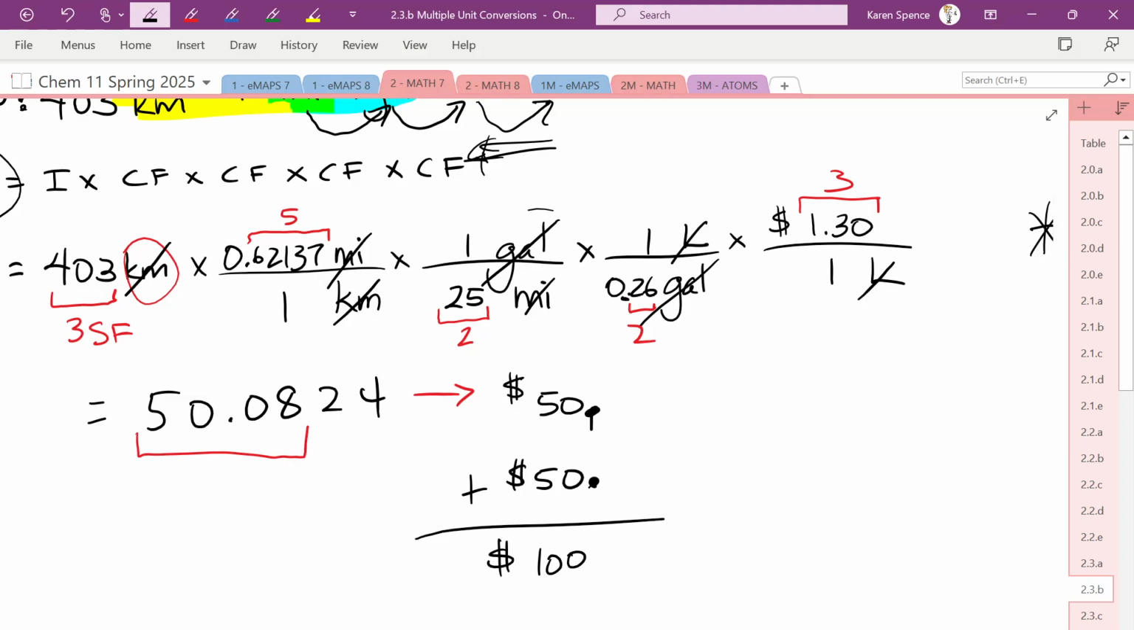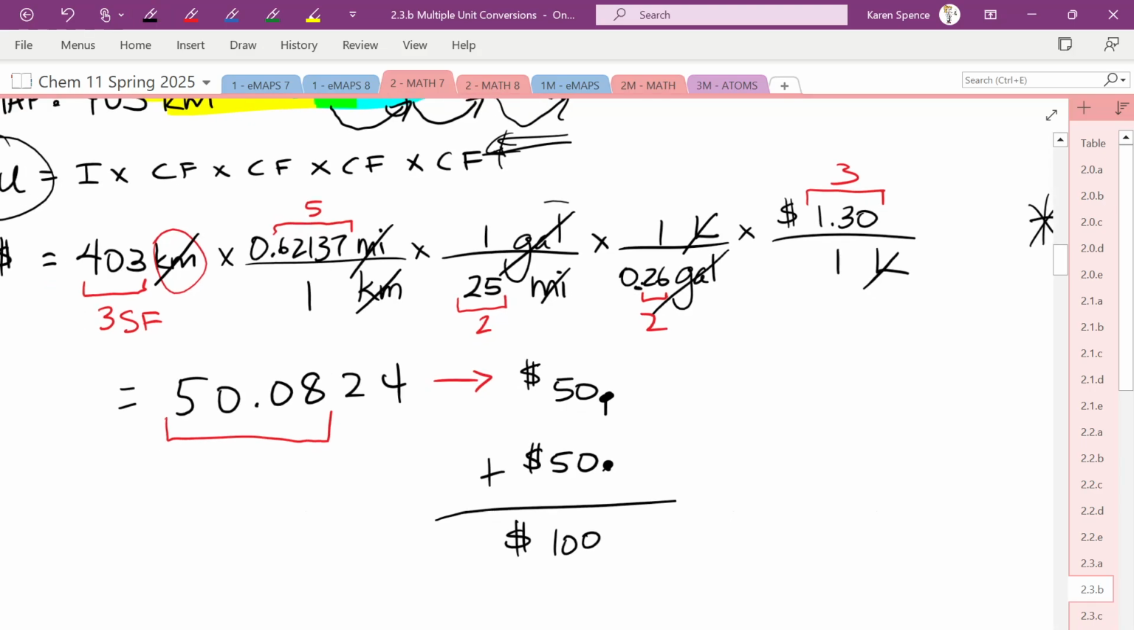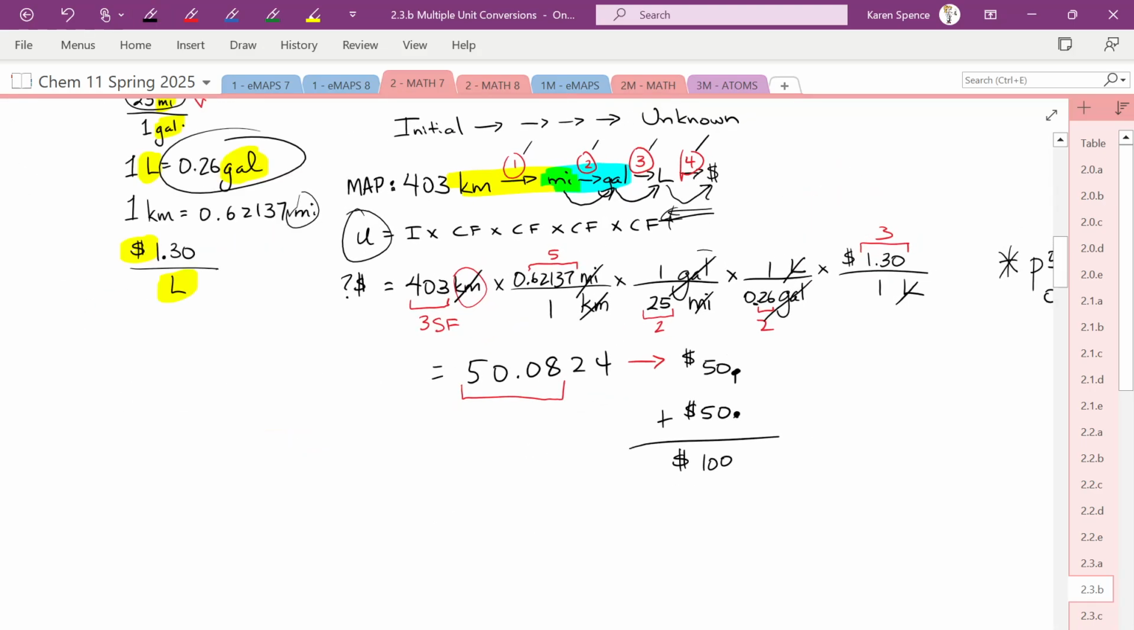So, again, this is not really a question that lends itself really well to significant figures, right? Because, you know, how accurate is that driving distance really? I don't know. Depends where you start from, all that kind of stuff.